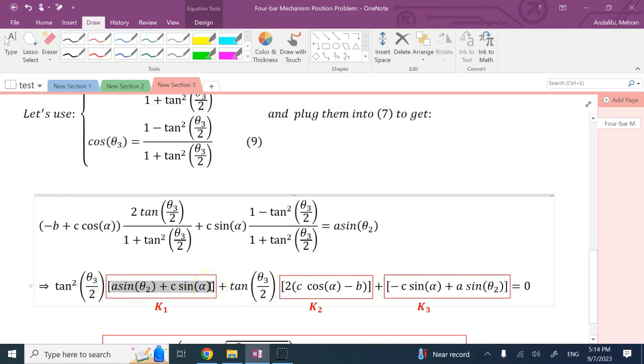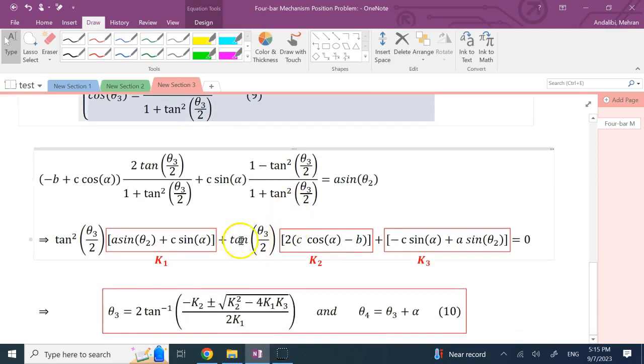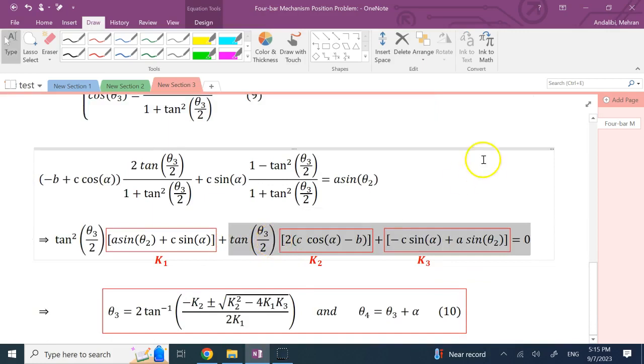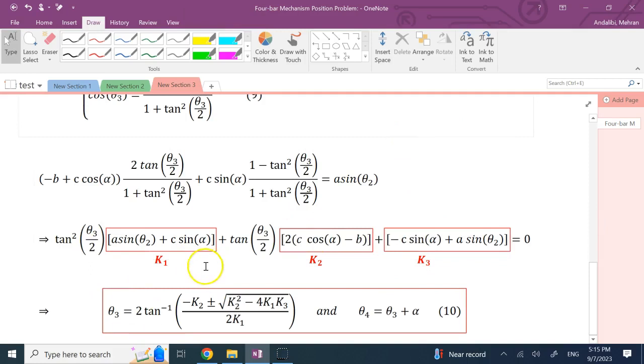You know alpha is constant, theta is constant, or theta 2, they are given to us. So that whole term, that is the coefficient of tangent square of half angle theta 3, is just a constant or a known value. The term that is multiplied by the linear tangent theta 3 over 2 is also a constant. And then this term is just a constant term, not multiplied by anything. So clearly you see that is k1 something squared plus k2 that something plus k3 equals 0. That's a quadratic equation.